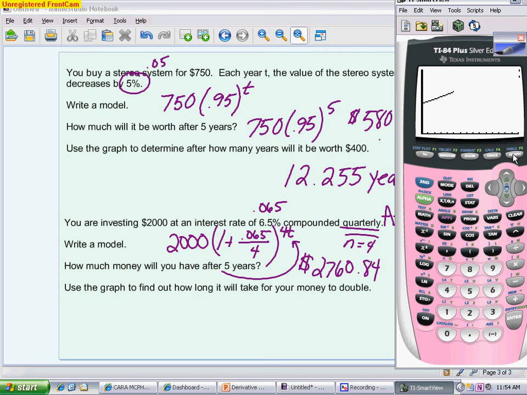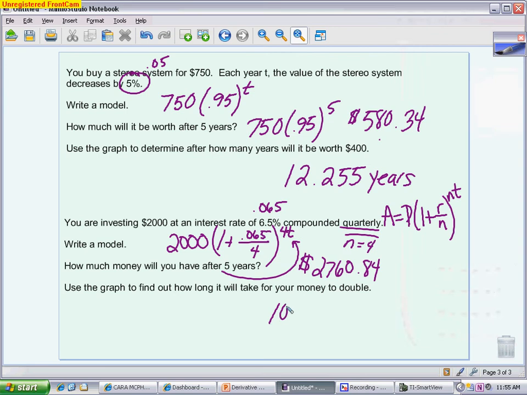So here is my money growing with my interest rate. And then here is my target amount. So you'll see I actually don't have to change my window. I can see the intersection point on my screen. So I'm going to go to second, trace. It'll get the calculate menu, intersect. Have to hit enter 3 times. Should have the word intersection when I'm done. So here it shows me that it's going to take 10.75 years in order to get to $4,000. So I'm going to write it 10.750 years.